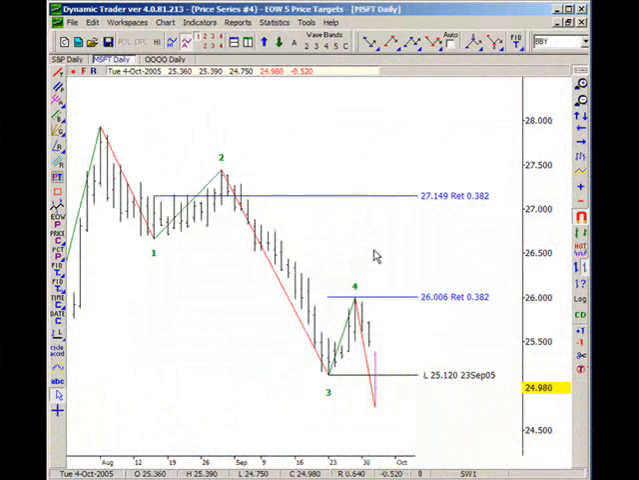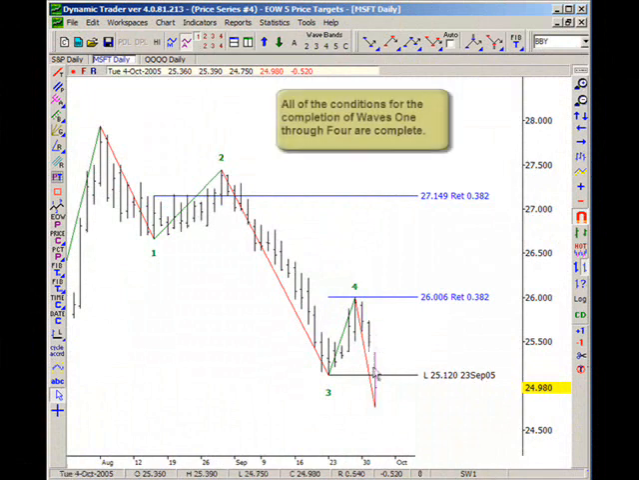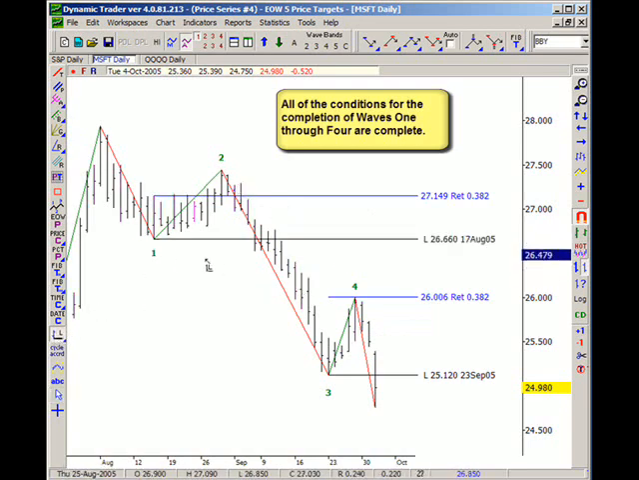This next example is a stock. It's Microsoft Daily, fairly recent data. And as of the last bar on the chart, it looks like it's made a nice 1, 2, 3, and 4. Just tagged the 38% retracement on this Wave 4 retracement, and it was above the 38.2% on the Wave 2. So it's met all the conditions for a possible Wave 1 through 4.